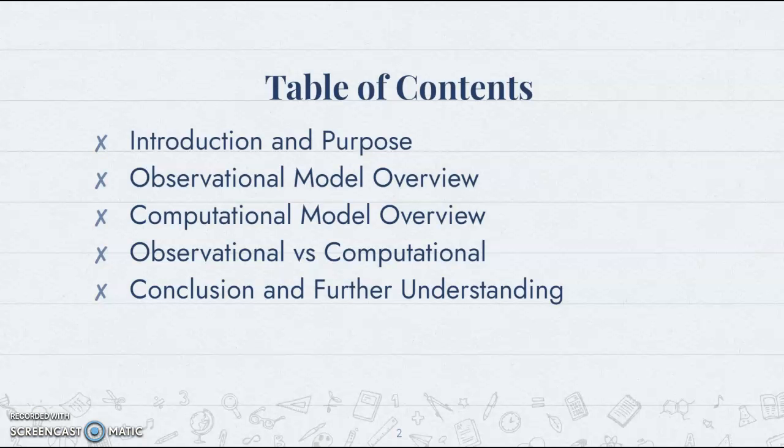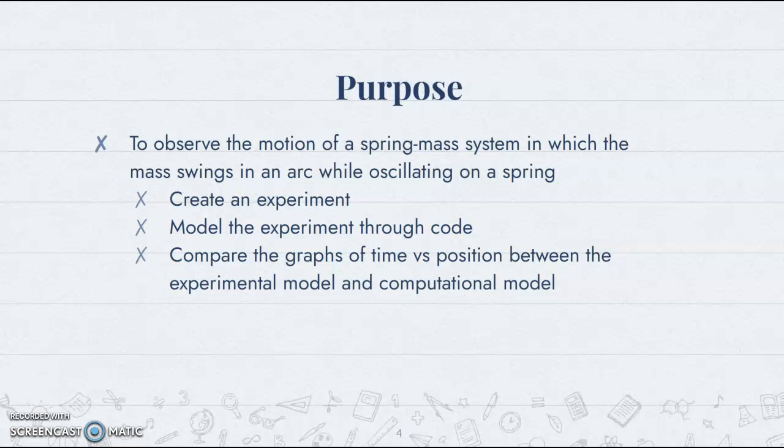Today we will go over the introduction and purpose of this lab, summarize our findings from both our experimental and computational models, compare the two, and answer any remaining questions at the end. Our purpose today is to observe the motion of a spring mass system in which the mass swings in an arc while oscillating on a spring. We'll do this by creating an experiment through Tracker, model the experiment through code, and compare the graphs.